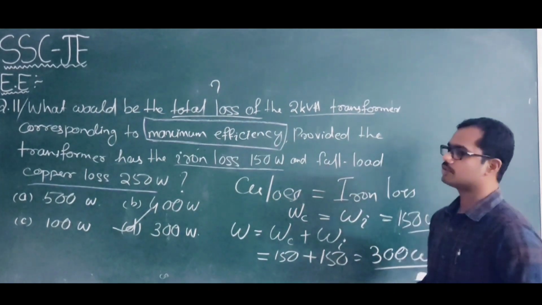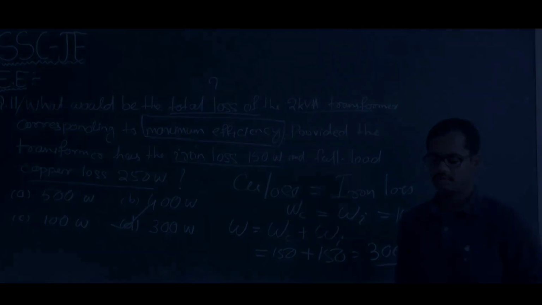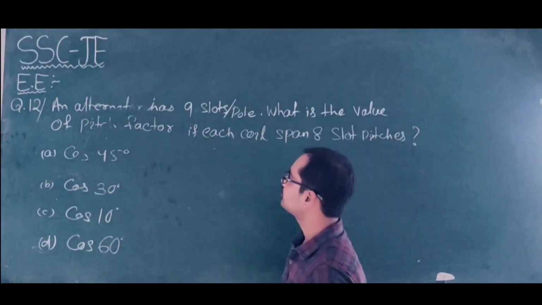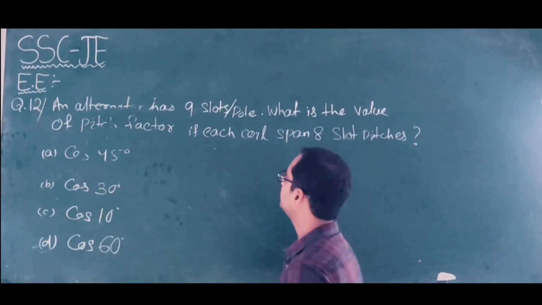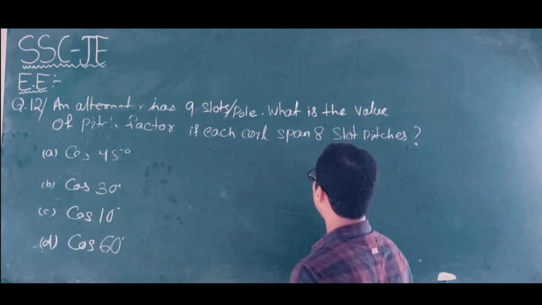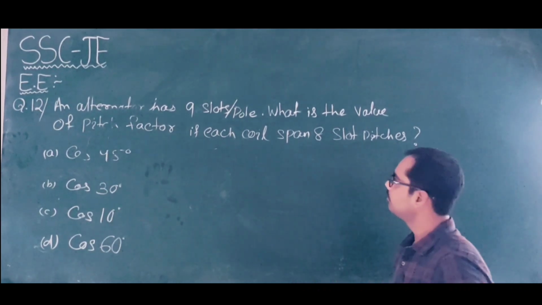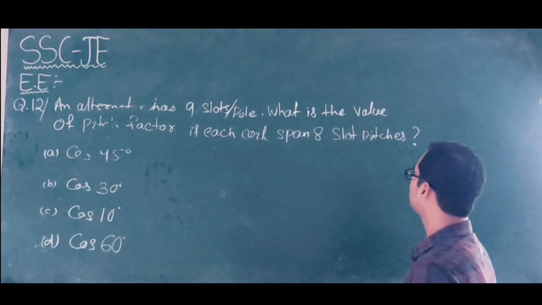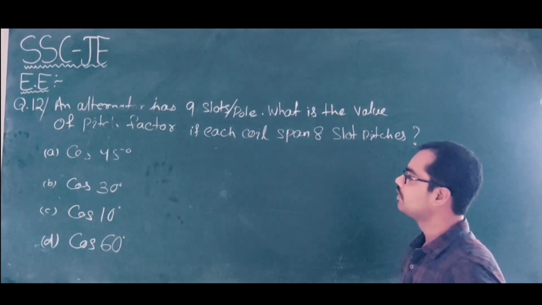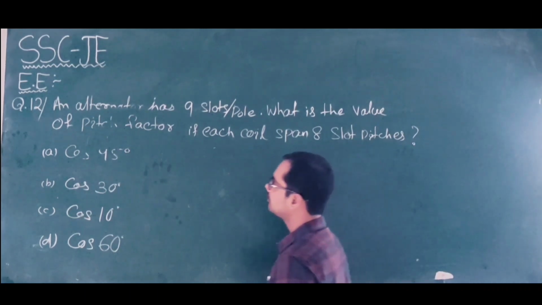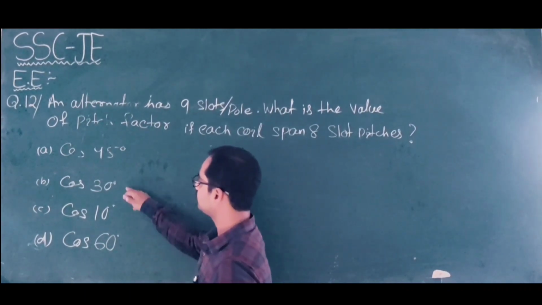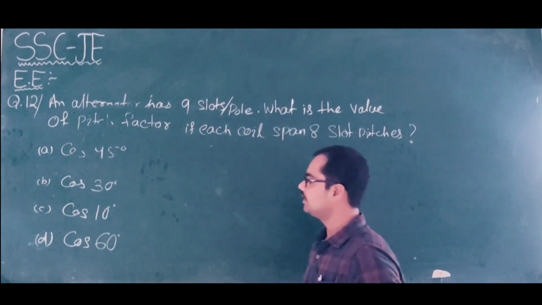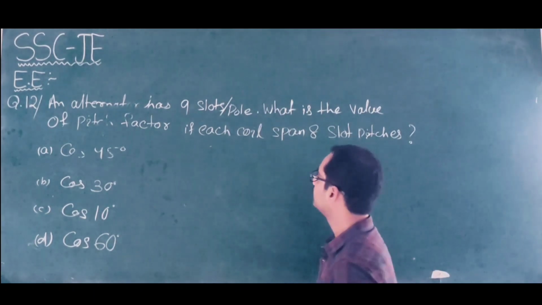Okay, moving to the next question, question number 12. An alternator has 9 slots per pole, and what is the value of pitch factor if each coil spans 8 slot pitches? The options are cos 45 degree, cos 30 degree, cos 10 degree, cos 60 degree.